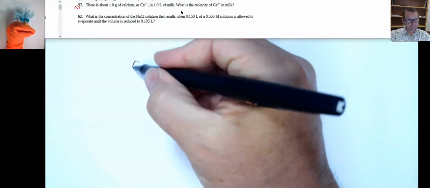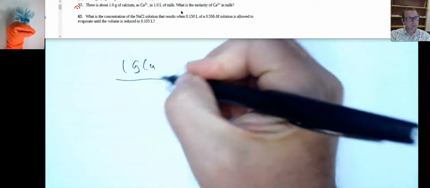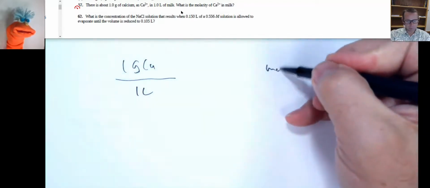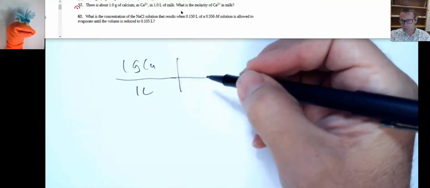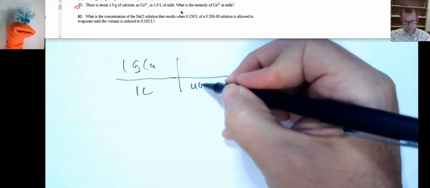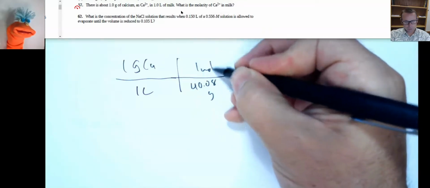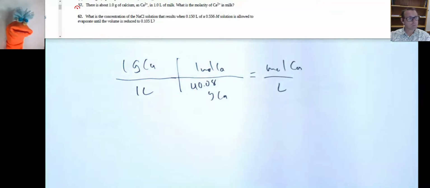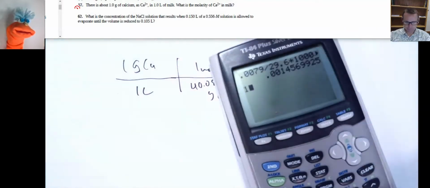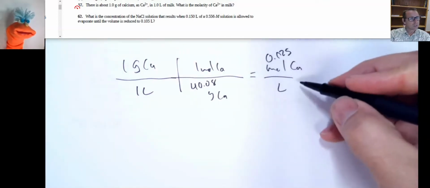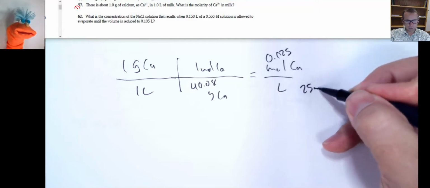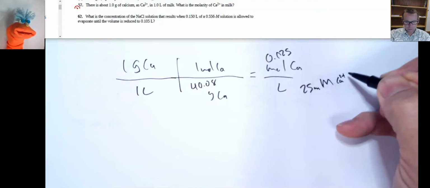Gram of calcium, liter of milk. And I want to know moles per liter. All right, so I go from grams of calcium, 40.08 grams for every 1 mole of calcium. So 1 divided by 40 should be our molarity. 0.025 or 25 millimolar calcium ion in milk.